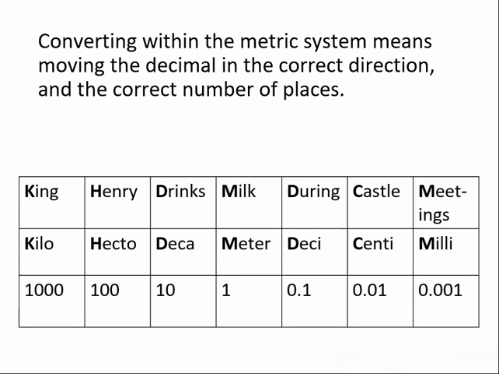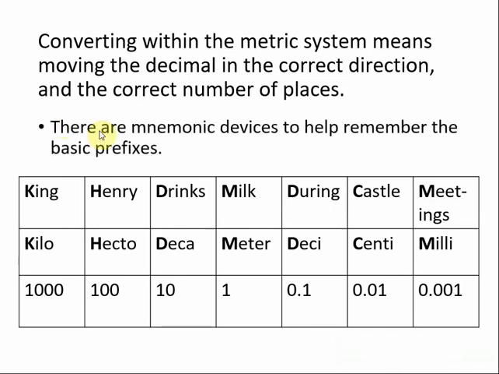When we convert within the metric system, it means we move the decimal around in the correct position and the correct number of places. There are mnemonic devices to help remember the basic prefixes. You don't have to have them memorized for my course, but as you practice them more often, you will have a basic understanding of some of the main ones. So King Henry drinks milk during council meetings can help us remember kilo, hecto, deca, meter, deci, centi, or milli. And then you'd realize, of course, instead of meter, it could be liter or grams because these are the base units.